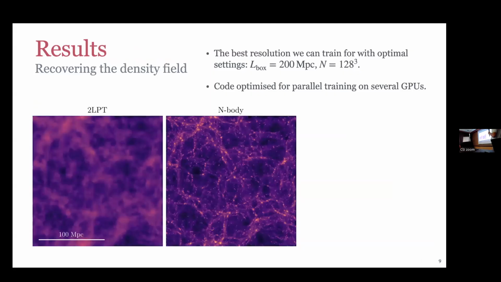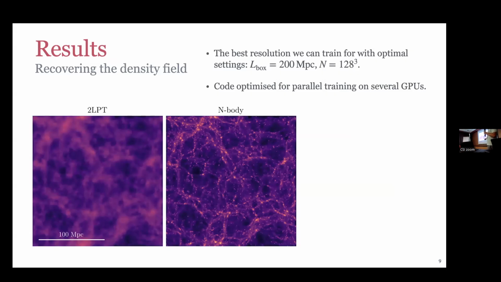So far, this is the best solution we can train for. And this is because there are memory limits because we are using GPUs. So this is the resolution, a box of 200 megaparsec per side and 128 cubed particles. So this is the 2LPT prediction, the input for the neural network. This is the target, the N-body.